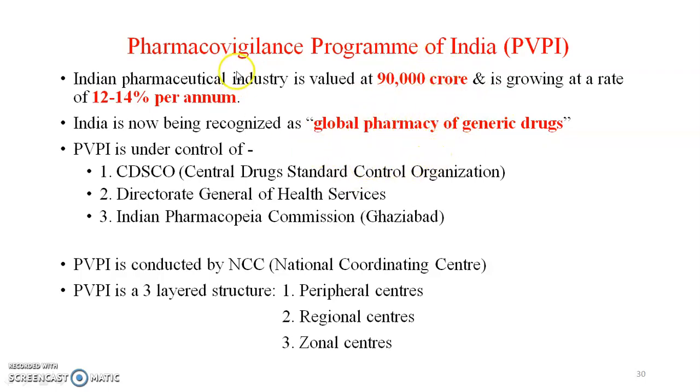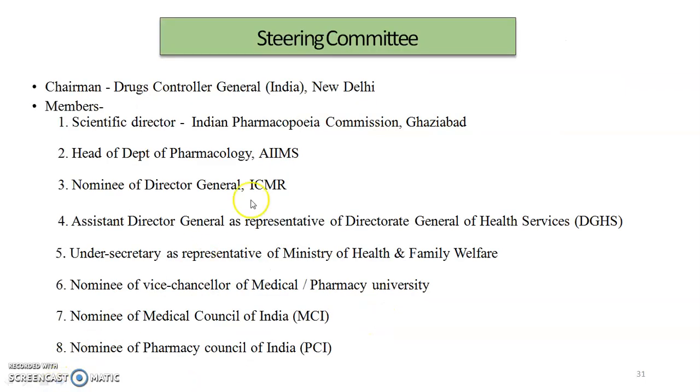That's what the Pharmacovigilance Programme of India is doing, and it is under the control of CDSCO, that is the Central Drugs Standard Control Organization, and the Directorate General of Health Services, that is DGHS. It is constituted with the Indian Pharmacopoeia Commission, which is situated in Ghaziabad. This PvPI is conducted by NCC, that is National Coordinating Centers. These are in three layers: one is peripheral centers, second is regional centers, third is zonal centers. All these centers work together.